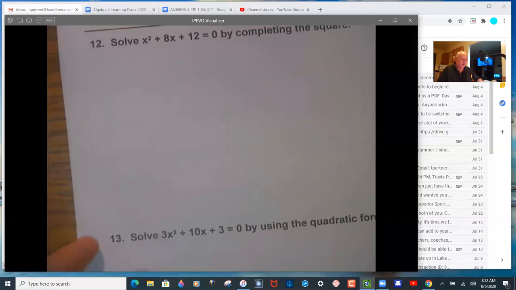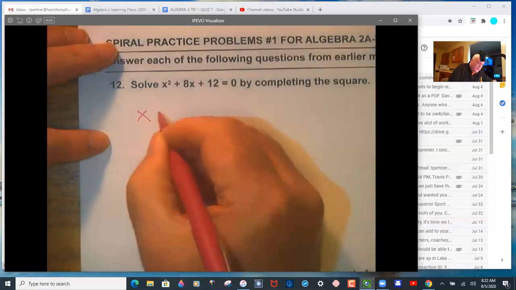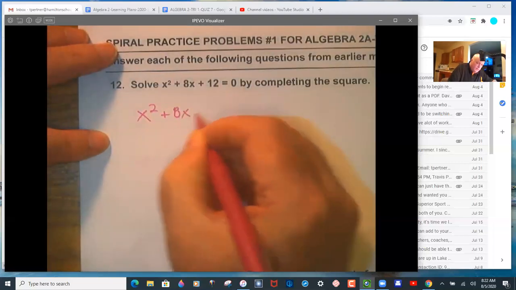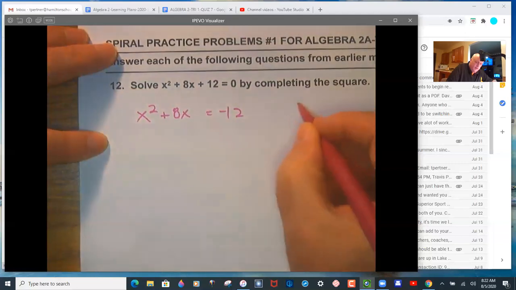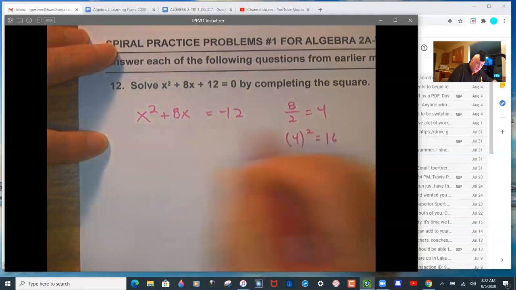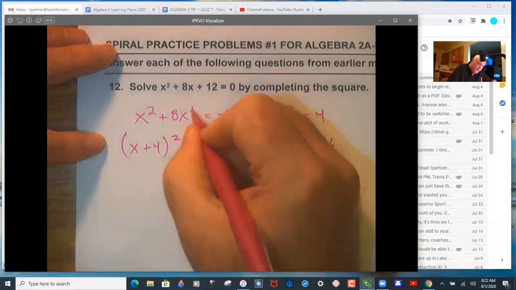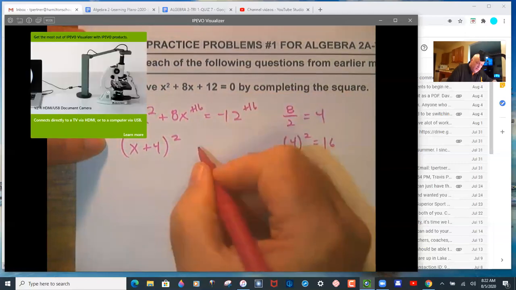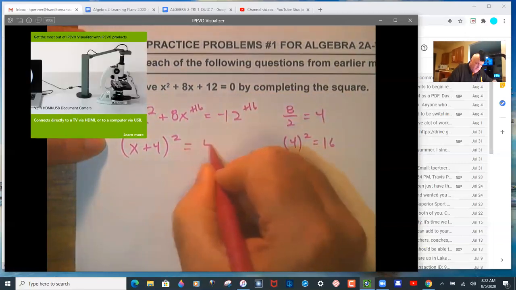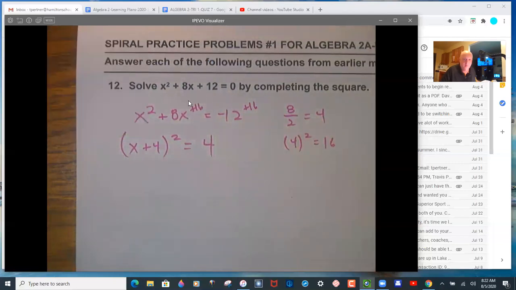Number 12, here's your spiral. Solve by completing the square, and then the quadratic formula. So you're just going to take this over, and completing the square, 8 over 2, that's 4, and we're going to square 4, and that's 16. So we have x plus 4 squared, and 16 is going to get added into each side. And remember that whatever the number is on top here, that's what goes in your parentheses. And then the 16 is what gets added in.